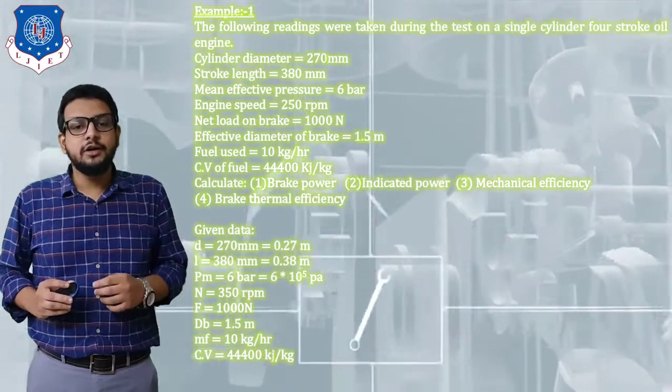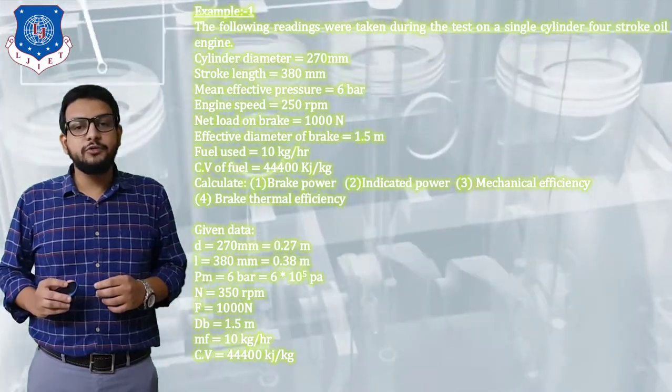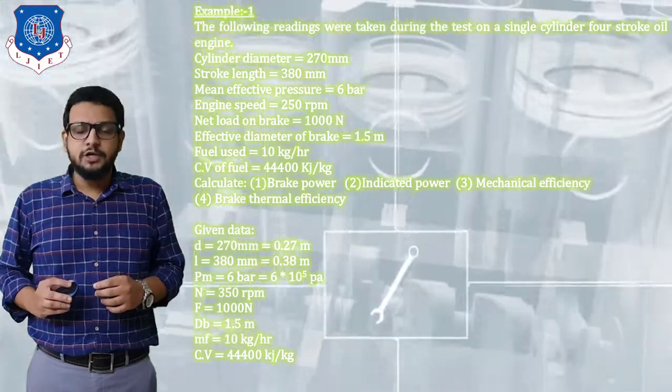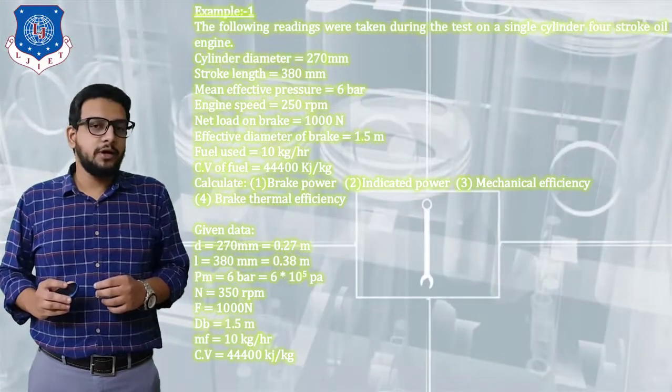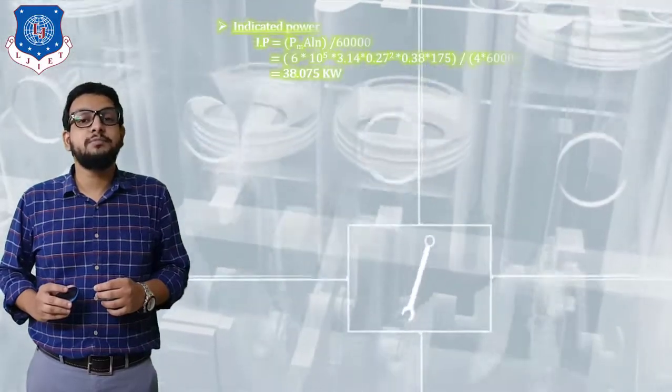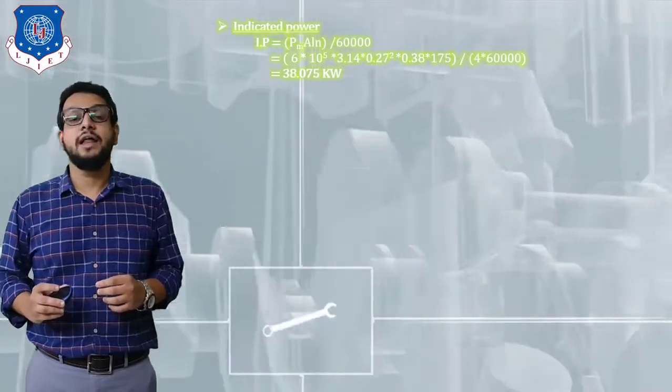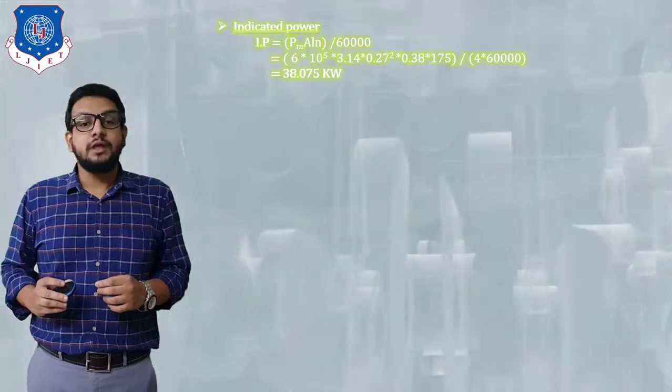So let's begin with our first calculation. First of all, we are going to calculate indicated power. What is the formula to determine indicated power? We know that it is PLAN by 60,000. PLAN means PIMLAN by 60,000.